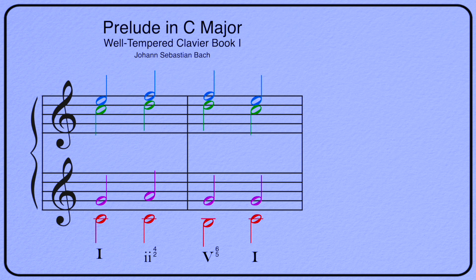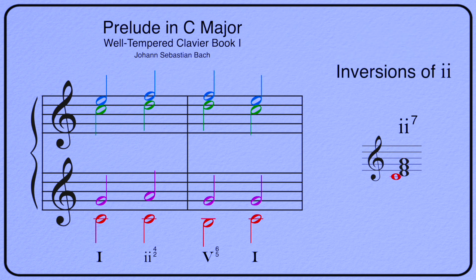Bach goes from the 1 chord to a 2-7, once again a minor 7th chord built on 2. But this D minor 7th chord has its 7th, C, in the bass. So this is our 2-7 chord in third inversion, 4-2 in figured bass. Notice how by using this inversion of our 2-7 chord, the bass voice doesn't have to change at all. It just stays on C while the upper voices move.